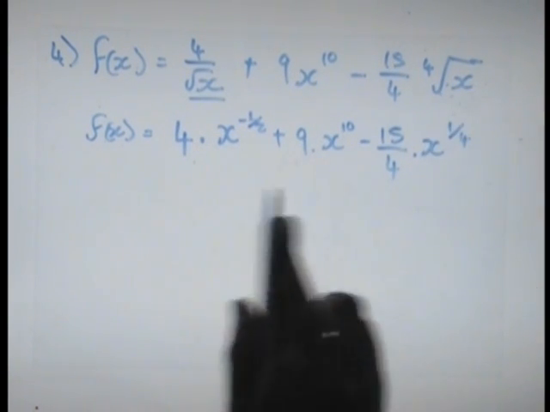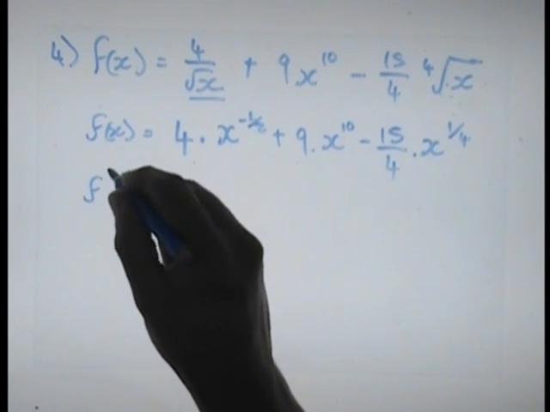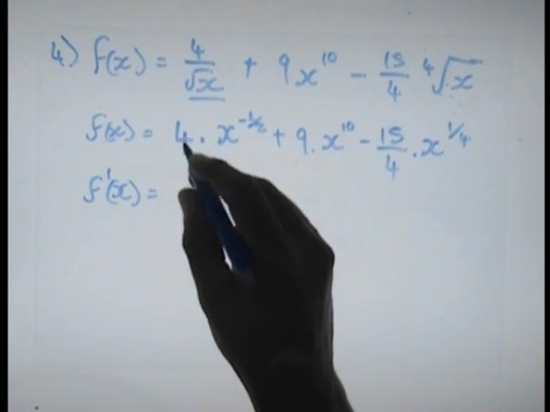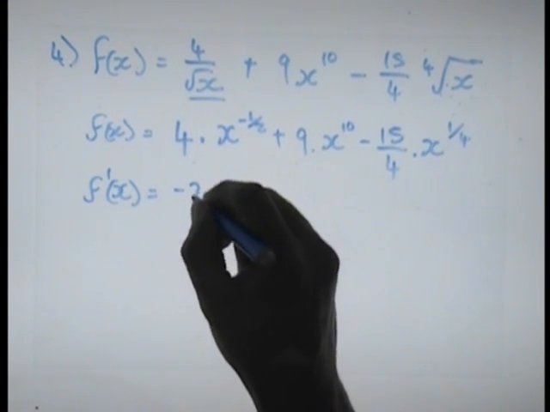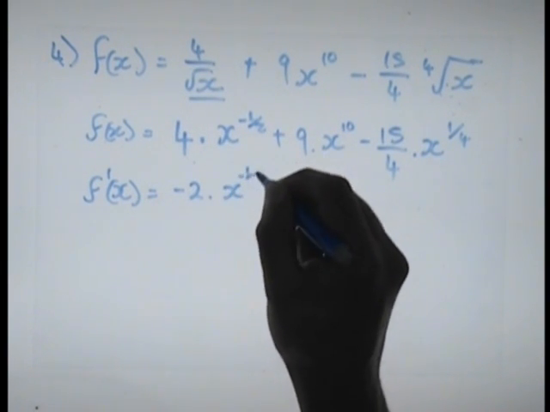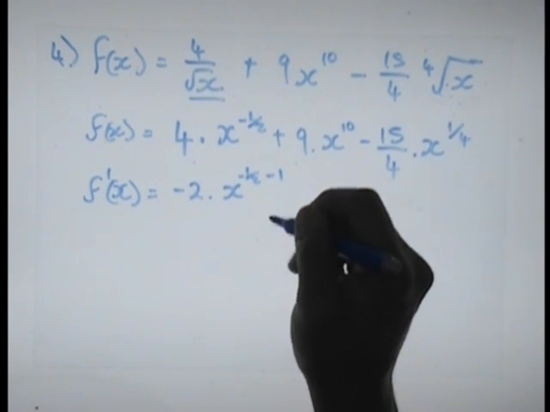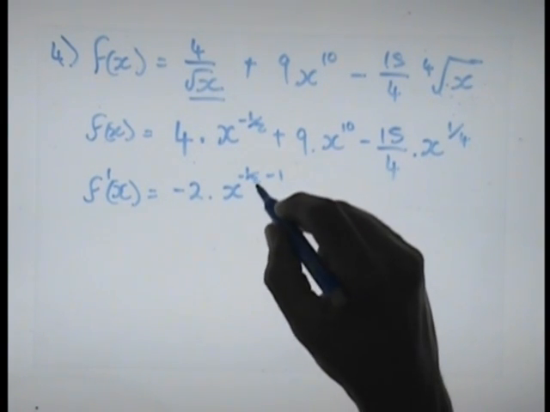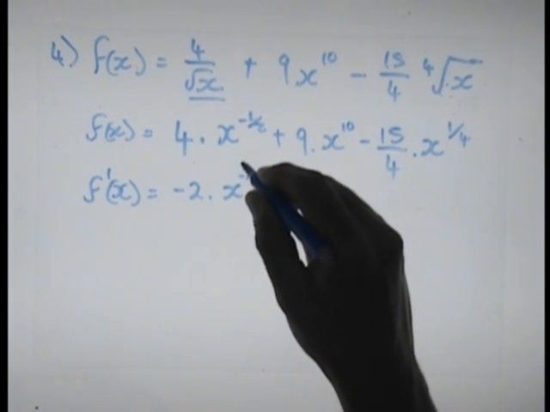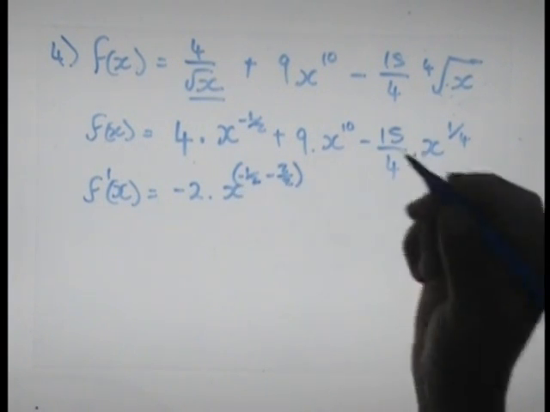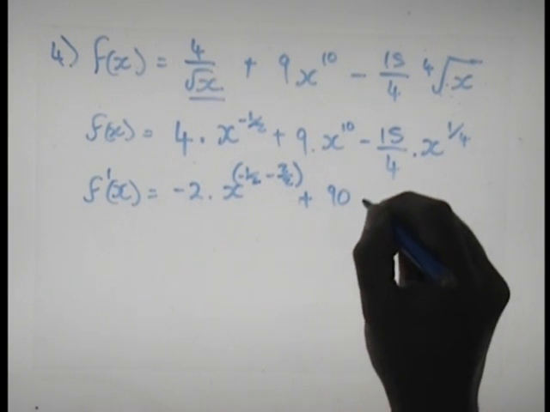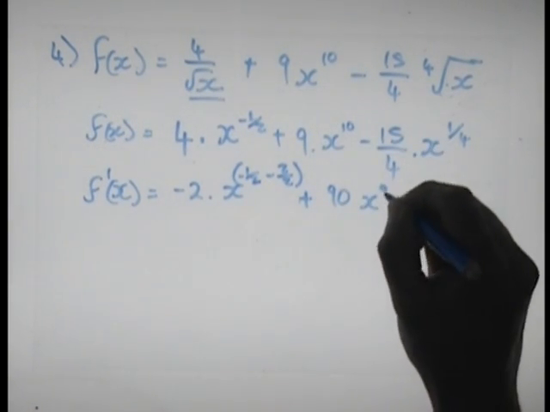Alright? Now I differentiate. The differential is equal to negative a half multiplied by 4 is negative 2, multiplied by x to the power negative a half minus 1. Instead of saying minus 1, because I've got a denominator of 2 here, I'm going to say minus 2 over 2. Remember, all of this is still the exponent. Plus 10 times 9 is 90, x to the power 10 minus 1 is 9.